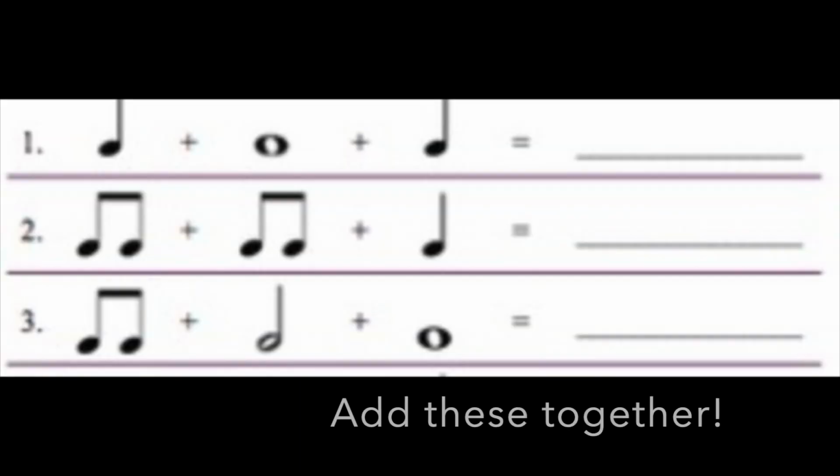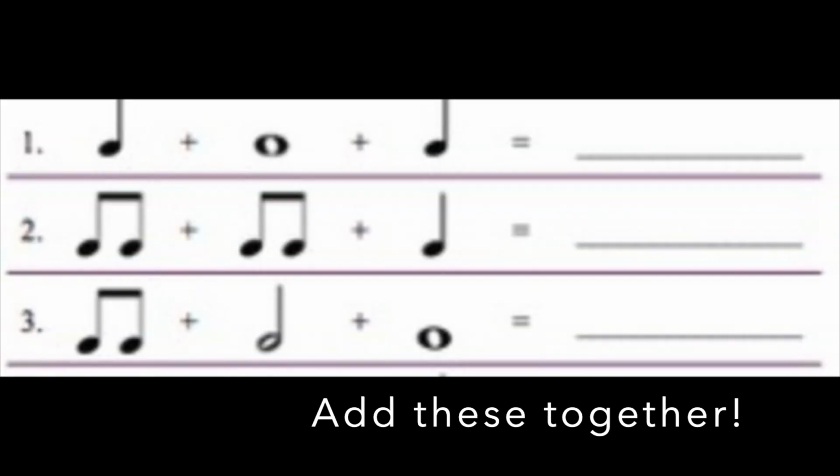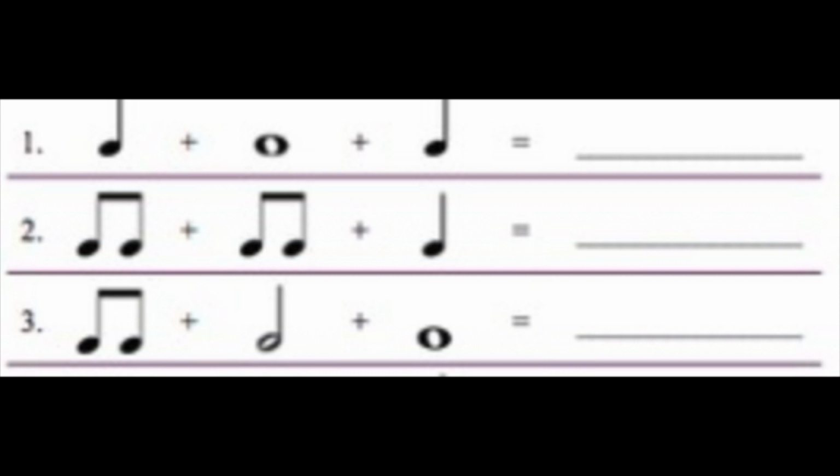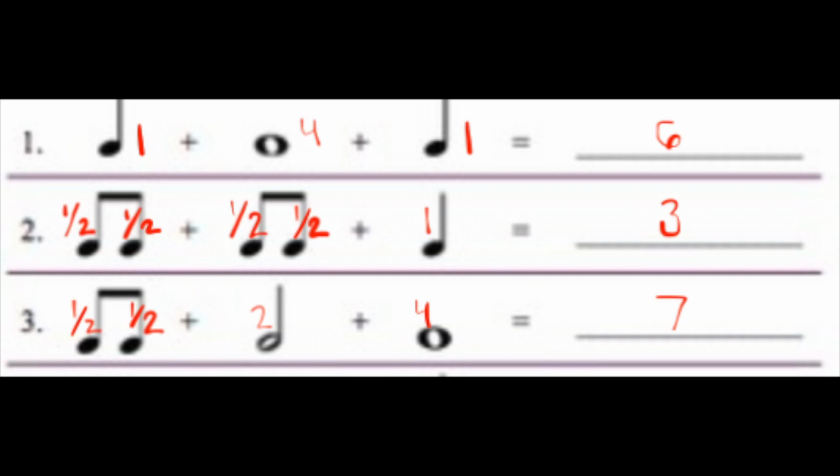This one's called Rhythm Math. I will show you a few notes, and you have to try to add them up and see how many beats they equal. For example, if I showed you 2 quarter notes, a quarter note plus a quarter note equals 2 beats. Let's try it. Let's look at these answers.